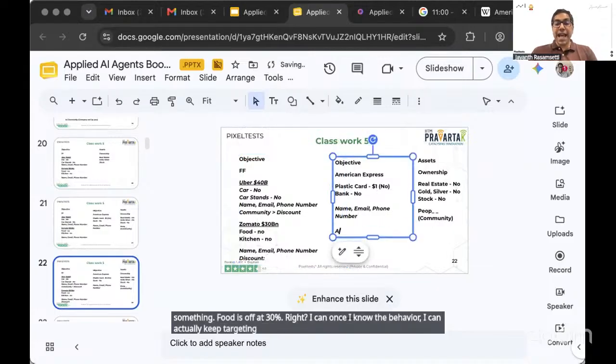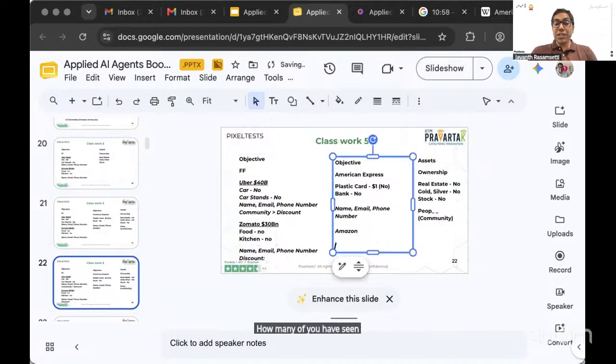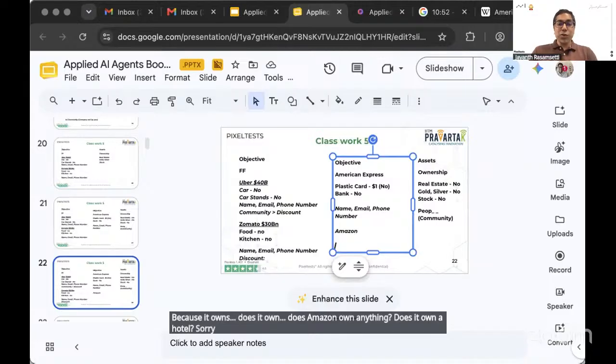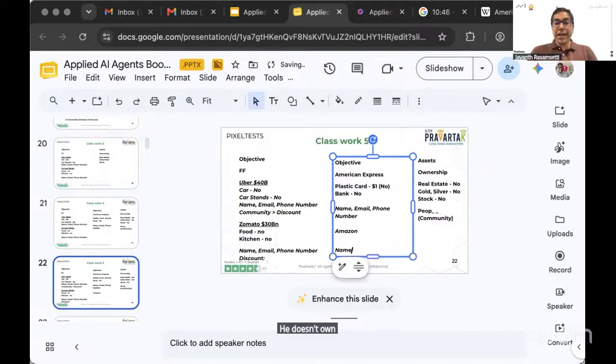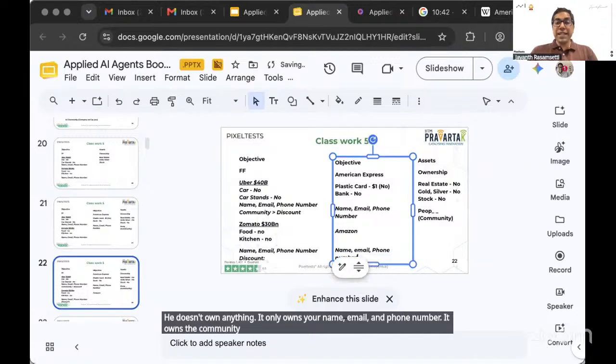How many of you have seen Amazon? Does Amazon own anything? Does it own a hotel? Does it own a mug or a TV remote or a TV? No, it doesn't own anything. It only owns your name, email, and phone number. It owns the community. And how many of you have seen discount coupons or offers coming up?